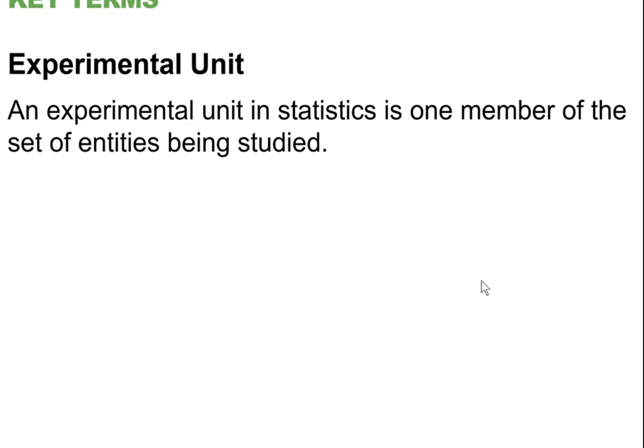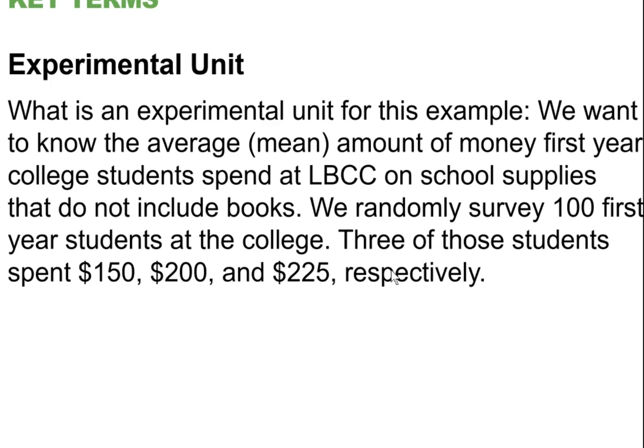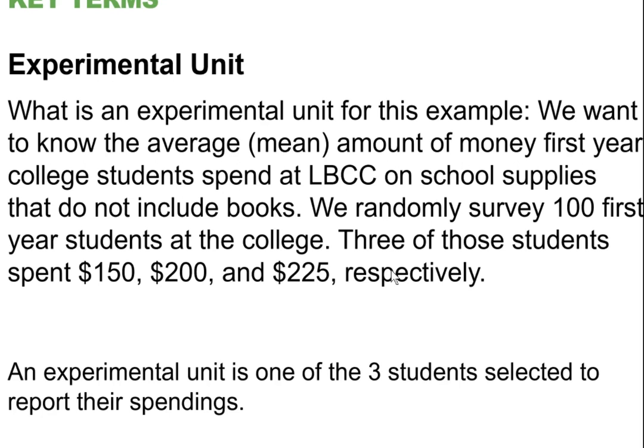Next term is experimental unit. An experimental unit in statistics is one member of the set of entities that is being studied. So what is our experimental unit in this example? Well, we're going to use the experimental units to tell us about the whole population. In this example, we have 3 bits of data, $150, $200, and $225. So one of those is going to be one of our experimental units, because those are ones we have information about that could tell us about the general population.